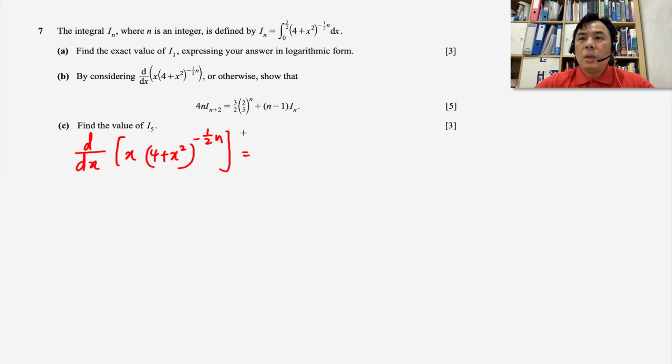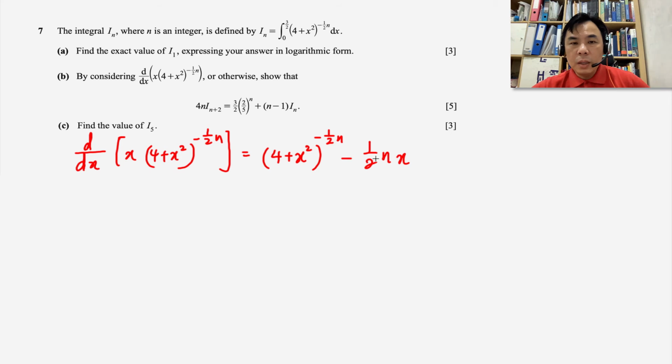Okay, we're going to use a product rule. That will be (4 plus x squared) to the power of negative half n. And then thereafter, I'm going to hold the other one here. If you integrate the second part, it will be half n, and then x there. x will still remain. And then after that, we will have 2x there from the internal bracket. And then finally, we have (4 plus x squared) to the power of half n minus 1. That's how it looks like. And then we can try to simplify that.